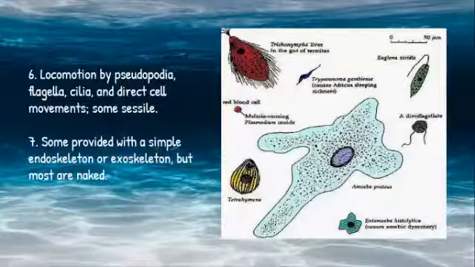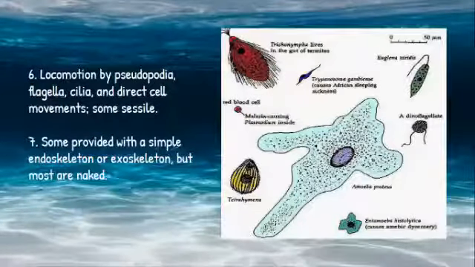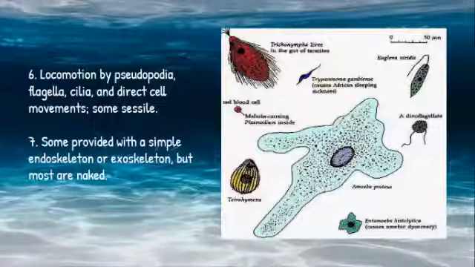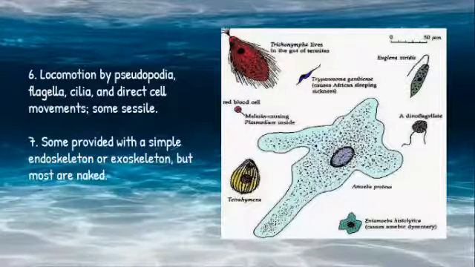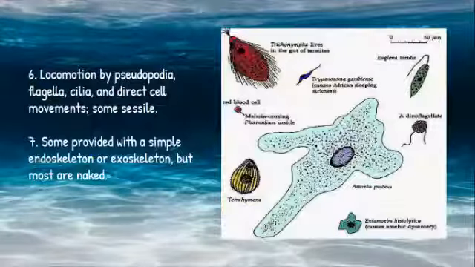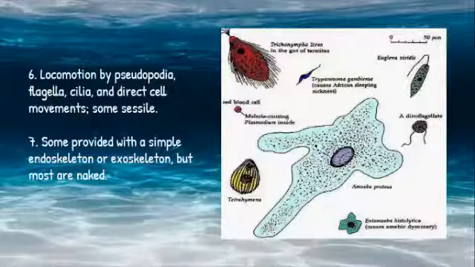They also use flagella. Another group uses flagella, like the euglena. The flagella is a whip-like extension, which also propels them and helps them move. And here we have the cilia. Cilia are hair-like extensions surrounding the organism and also helping it move. Other organisms use direct cell movements, while others are sessile, which means that they do not move.